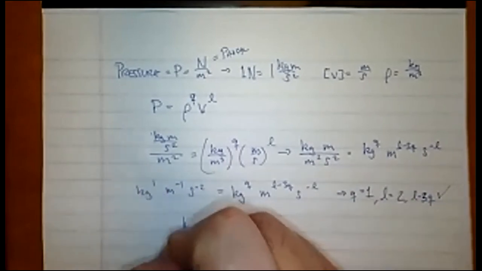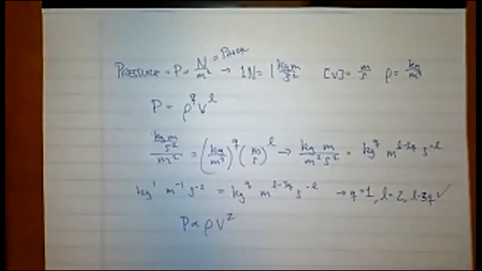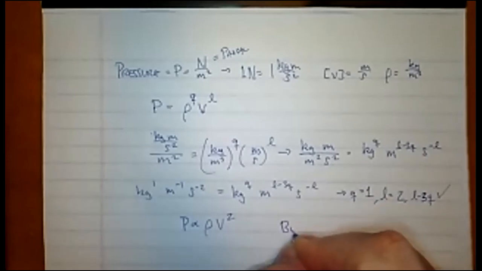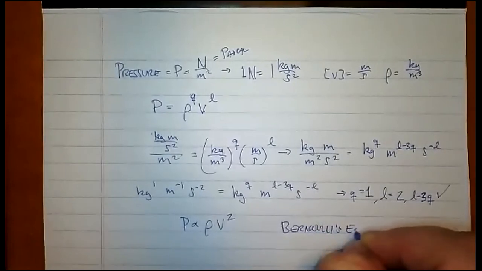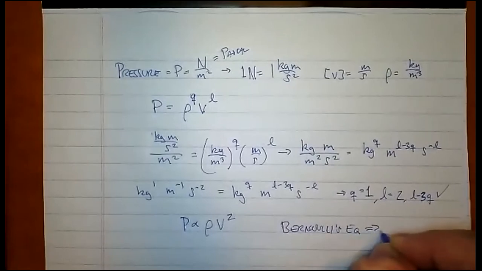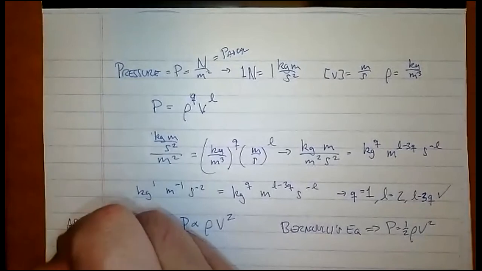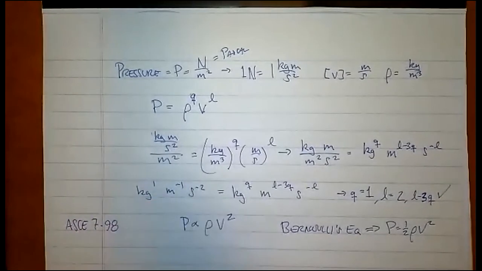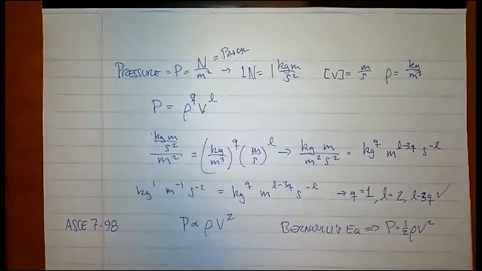So ultimately what I found out is that pressure is density times velocity squared. And that is actually Bernoulli's equation. Bernoulli's equation just gives like that. And that is exactly the formula I used. They have the ASCE 7-98 manual that tells you how to do wind velocity calculations, or excuse me, wind pressure analysis.